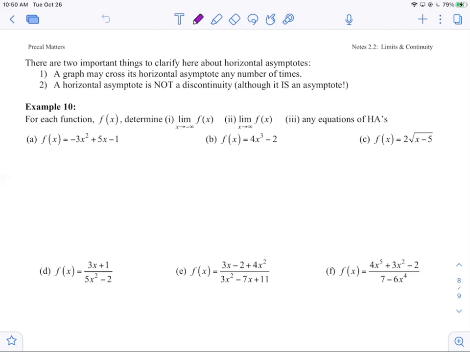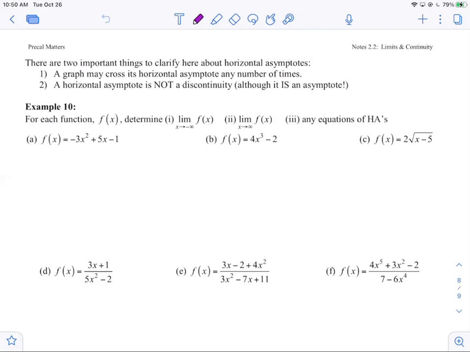Okay, so remember a horizontal asymptote. We talked about that last couple of days. It's an end behavior asymptote. It's not a discontinuity. So 2 things to clarify about a horizontal asymptote.